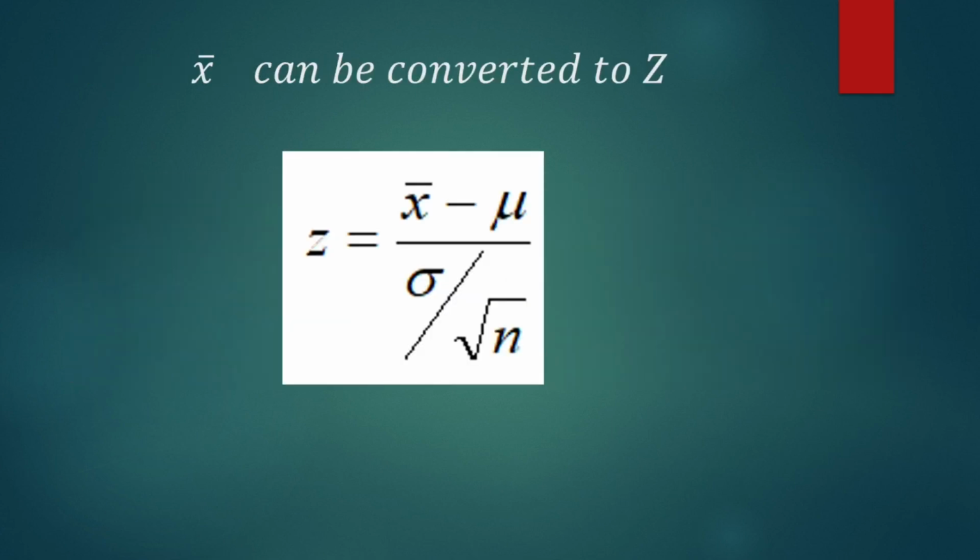Now, since x bar is normally distributed, we can convert it to z. The formula that accomplishes this is z equals x bar minus mu divided by sigma over the square root of n.